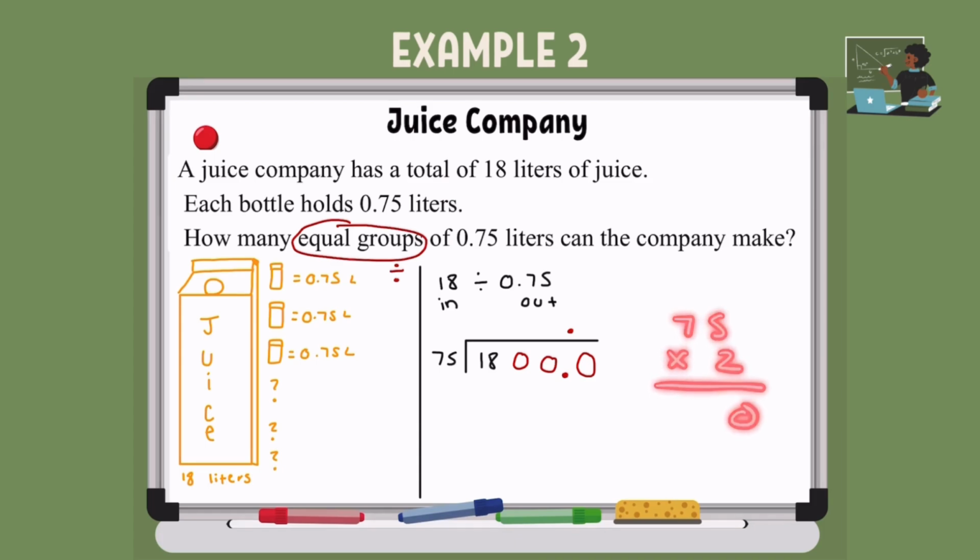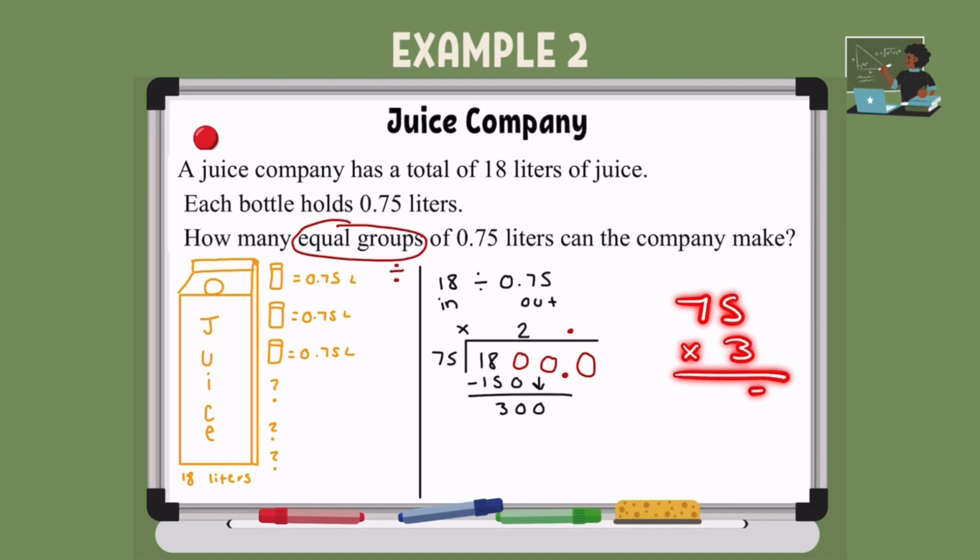So the first thing I'm going to do is go over to my scratch paper, and I'm going to see how many times 75 can go into 180. And the closest we got is 150. So I'm going to put 75 times 2, and I'm going to put my 2 over the 0 in 180, and I'm going to subtract 150. 180 minus 150 is 30, and I pull down my 0 to make 300. Now I'm going to go back over to my scratch paper and see how close we can get to 300 through multiplication.